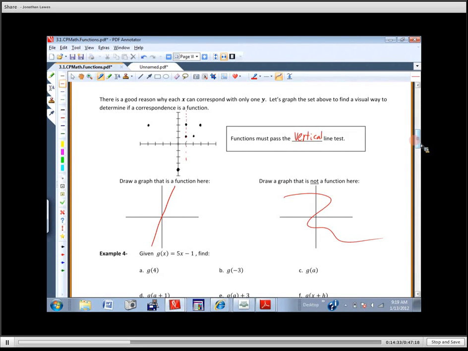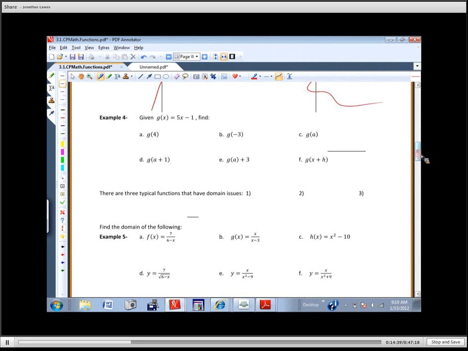Okay, let's take a look at example 4. It says given g of x equals 5x minus 1, and we typically label our functions different letters. So we used f before, now we're going to call it g and stuff like that. Sometimes you'll see an entire section where they'll all just be called f. Okay, so they're all just new functions. So wherever there's an x, what are we going to plug in? We're going to put in a 4.